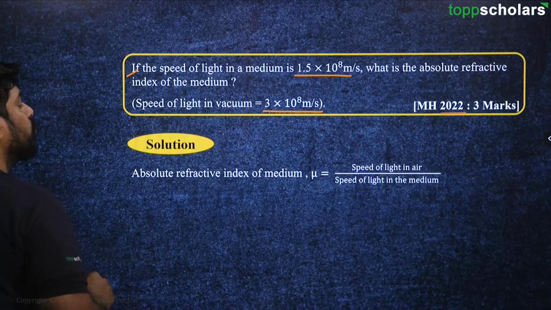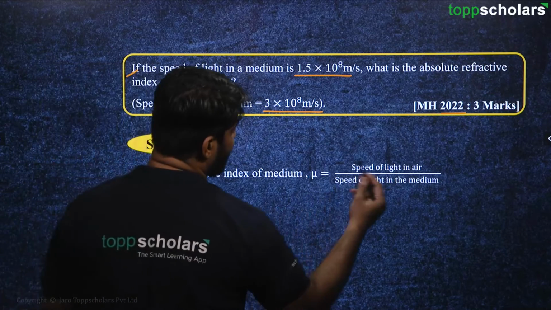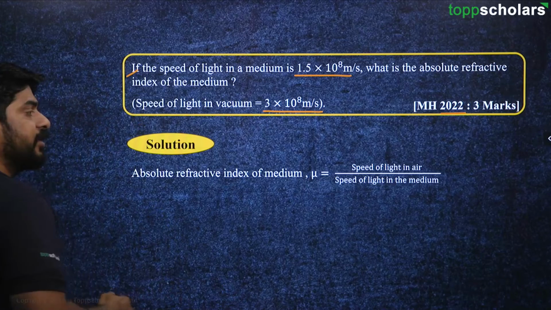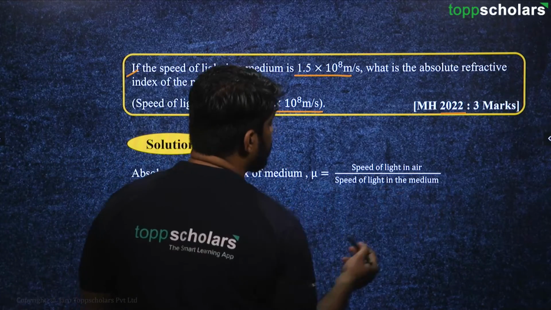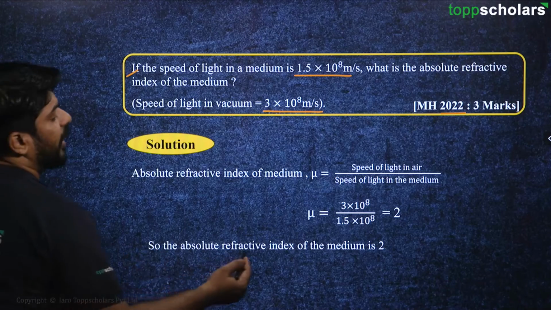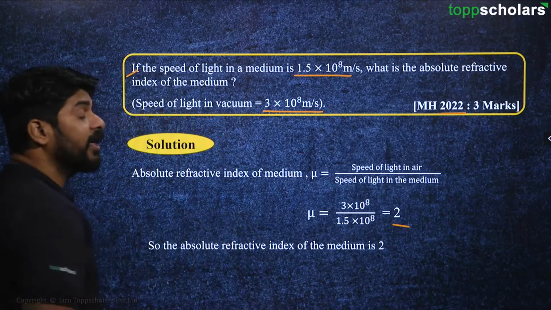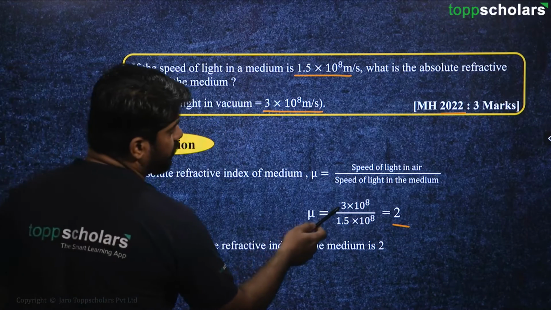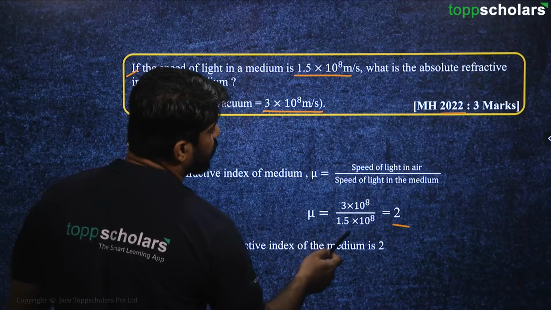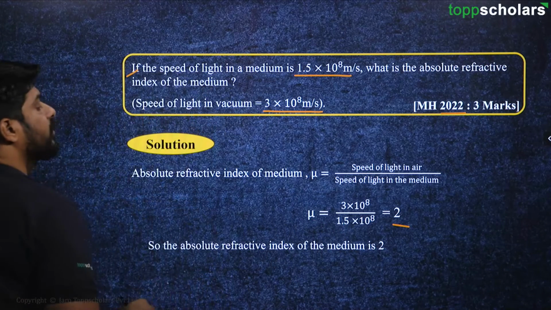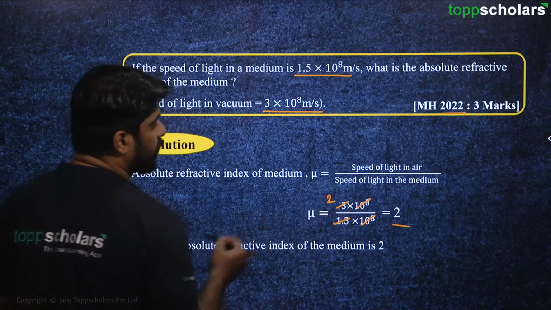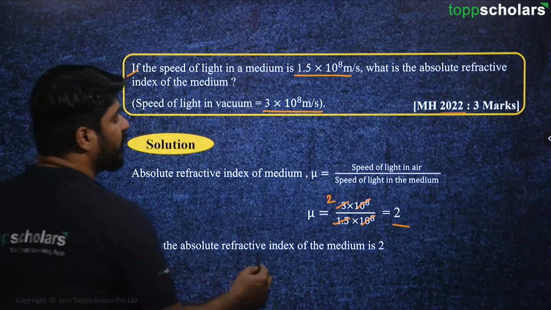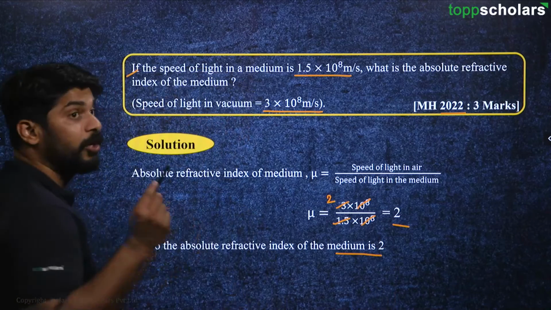So absolute refractive index of the medium is speed of light in air or vacuum basically divided by speed of light in the medium. So let's put the numbers, and after putting the numbers we get 2, right? This is speed of light in air and this is speed of light in the medium, and after we divide we get 2. So the absolute refractive index of the medium is 2.